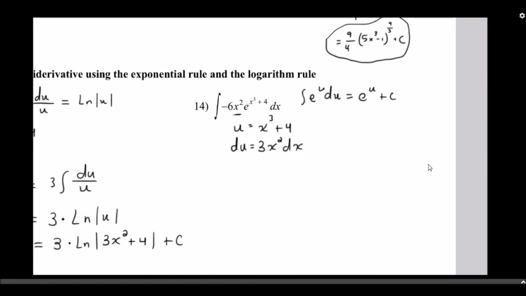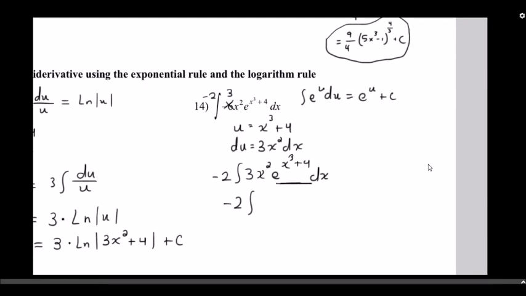Now I've got the x squared and the dx right here, but where that 6 is, I should have a 3. So what I'm going to do is split up this 6, the negative 6 rather. I'm going to leave the 3 in here and put the negative 2 out there, because negative 2 times 3 is equal to negative 6. I'm going to rewrite that as negative 2 times the integral of 3x squared times e to the x to the third plus 4 dx. Now I can do my u substitution.